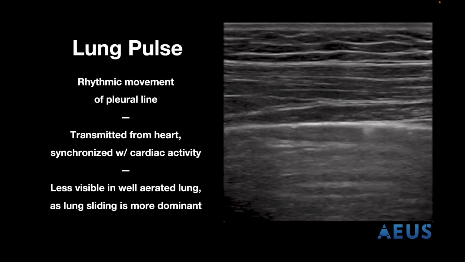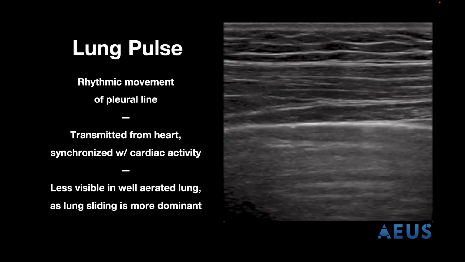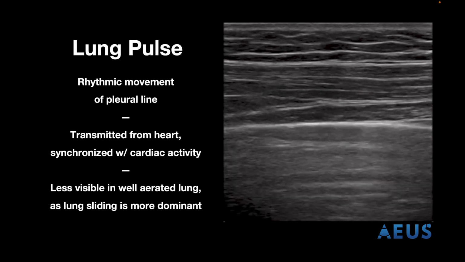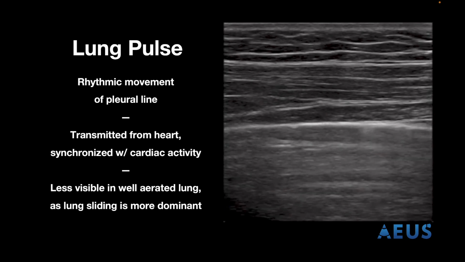The last topic we wanted to discuss in regards to evaluation of pneumothorax is lung pulse. What this refers to is the rhythmic movement of the pleural line that is in synchrony with cardiac activity. In normal aerated lung, you will not be able to see lung pulse since the pleural sliding associated with respirations is greater than the cardiac reverberations.